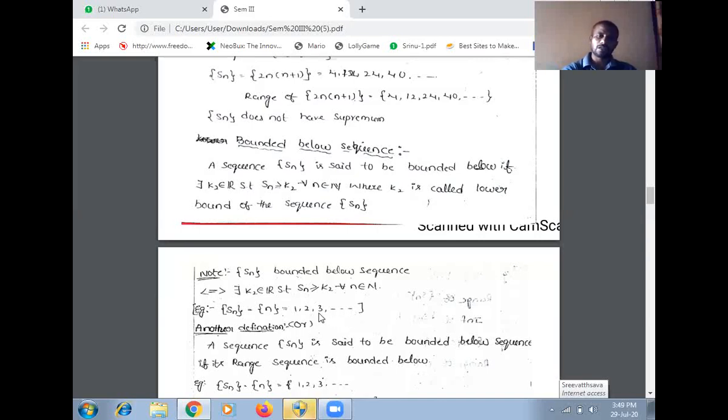In this sequence, what is the lower bound? The lower bound value is 1. So 1 is the lower bound of this sequence.